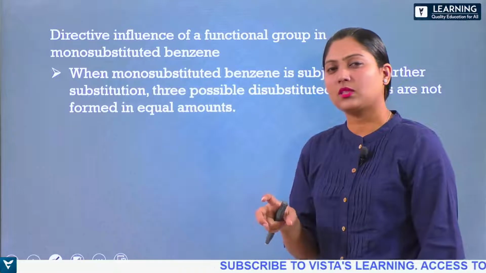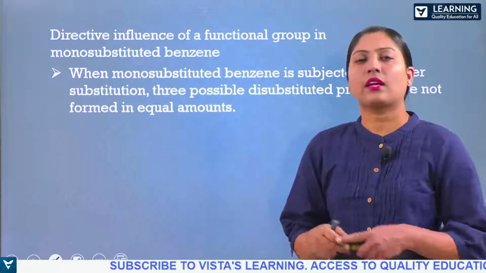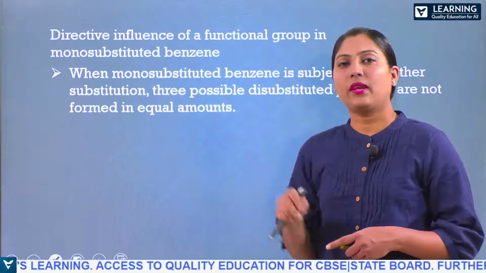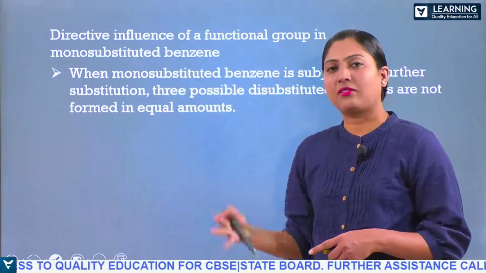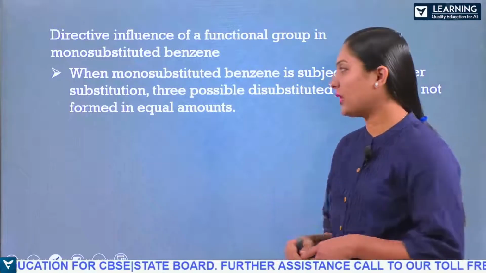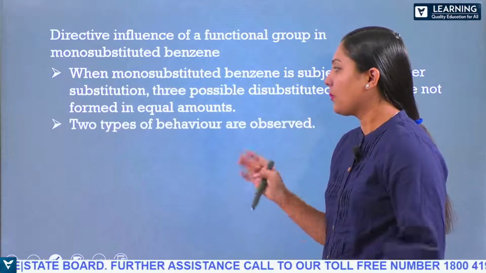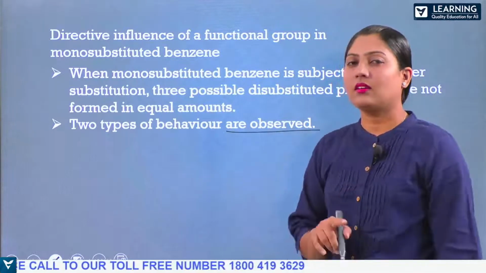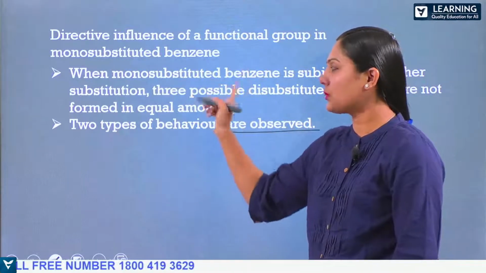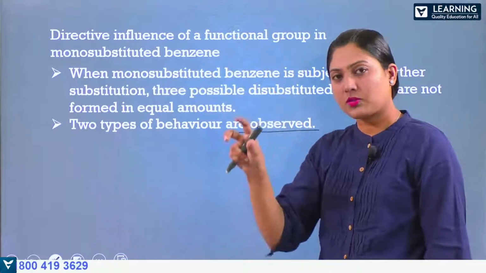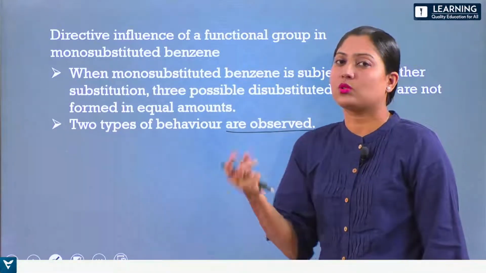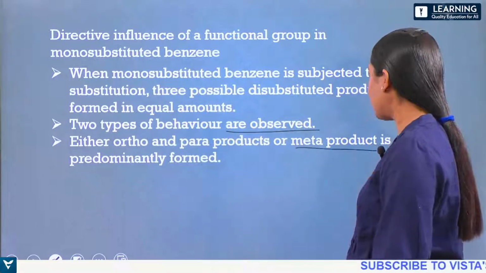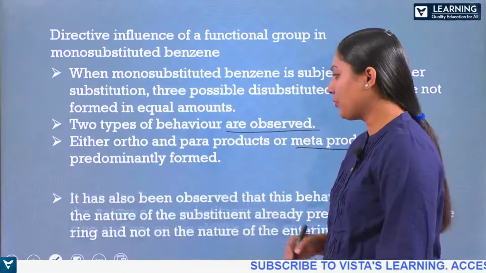If you already have a monosubstituted benzene and you add excess reagent, and it gets added to the benzene ring, there is a probability of 3 different di-substituted products. Two types of behavior are observed. Depending on the monosubstituted group, the position of the next substitution will vary. So either ortho and para products or meta products are predominantly formed.